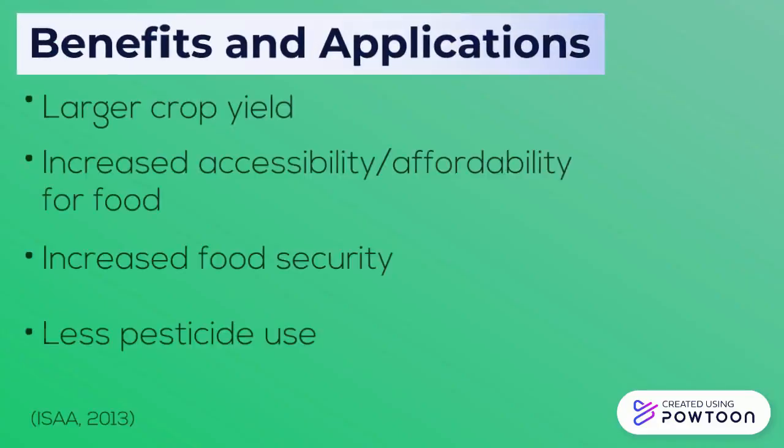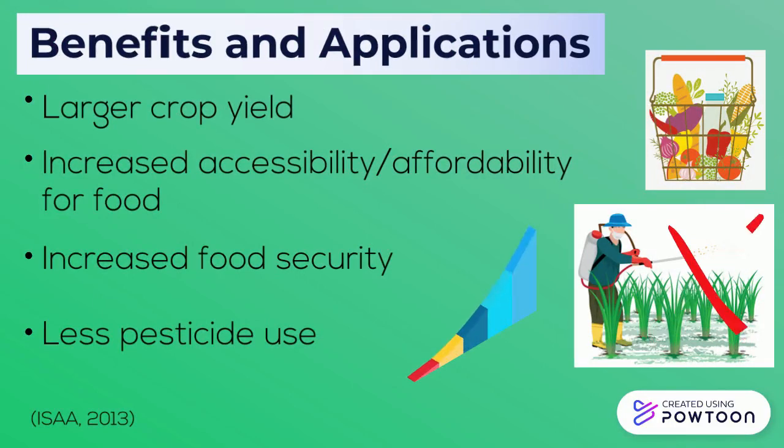Despite all these things, there are many more benefits. GMOs in agriculture result in larger crop yields, meaning there's more food that is more accessible and affordable. This leads to increased food security. Having GMO crops also means less pesticides because crops can create their own.